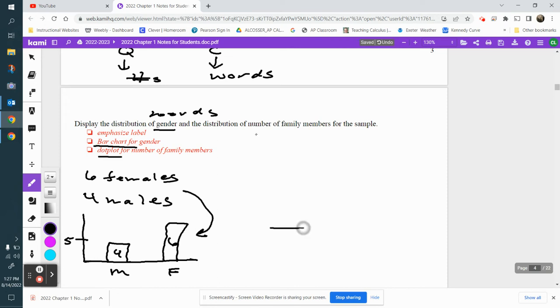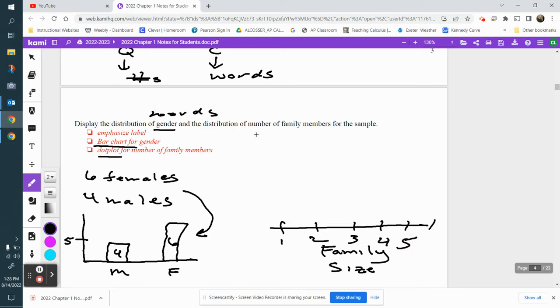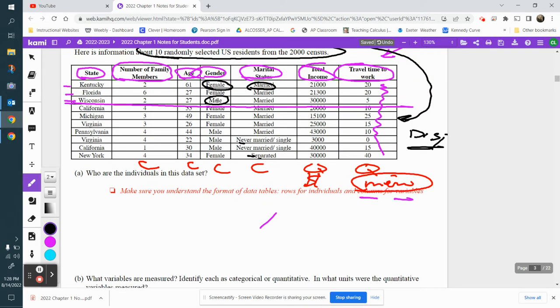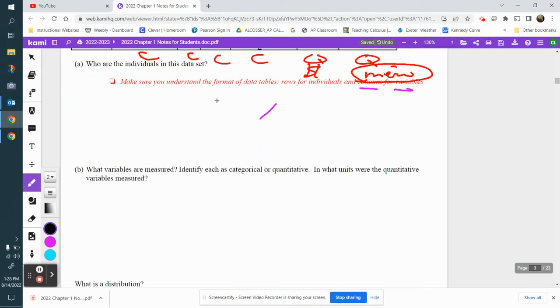Now, if we go over here, we're going to go family size. Family size. So we always write what we have, and we've got 1, 2, 3, 4, 5. I think 6 was the biggest one. So let's go up there. And so when we do a dot plot, it's really what it means. So we got 2, 6, 2, 4, 3, 3.